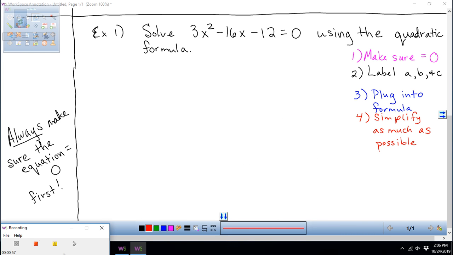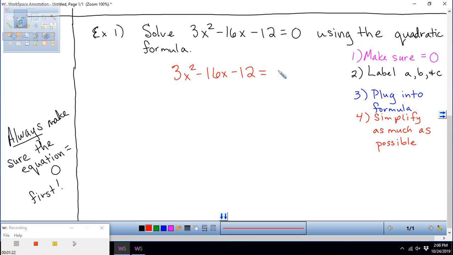Okay, example number 1. We're going to solve 3x squared minus 16x minus 12 equals 0 using the quadratic formula. And over here I wrote your steps down that we're going to follow. As I said before, always make sure that the equation is equal to 0 first. So that's our first step here. We're going to make sure that our equation is equal to 0, which it is. So I'm going to start out by writing down that equation.